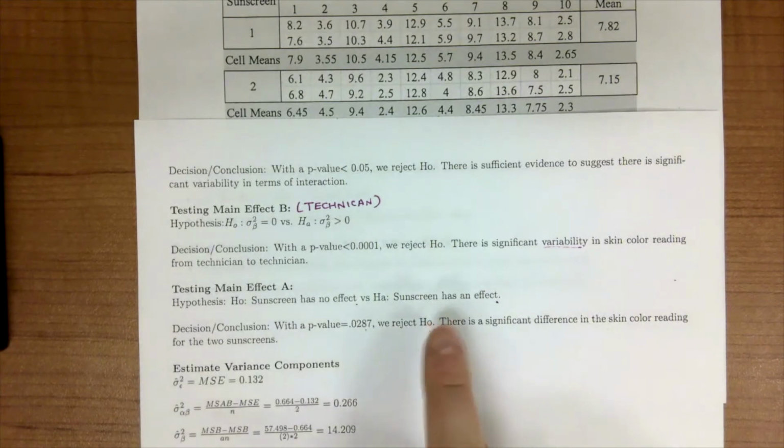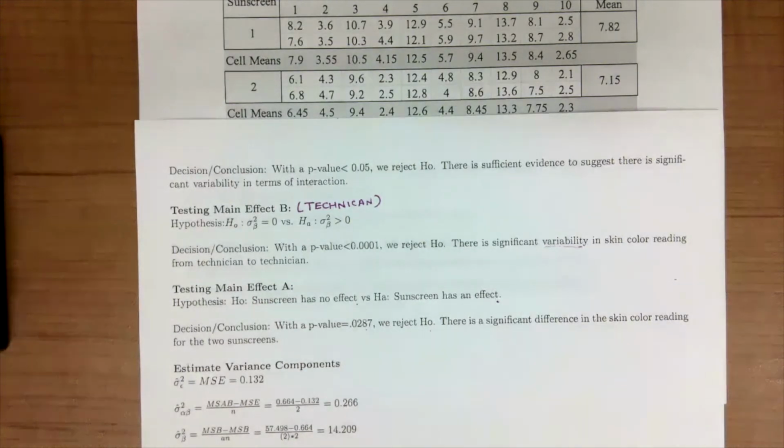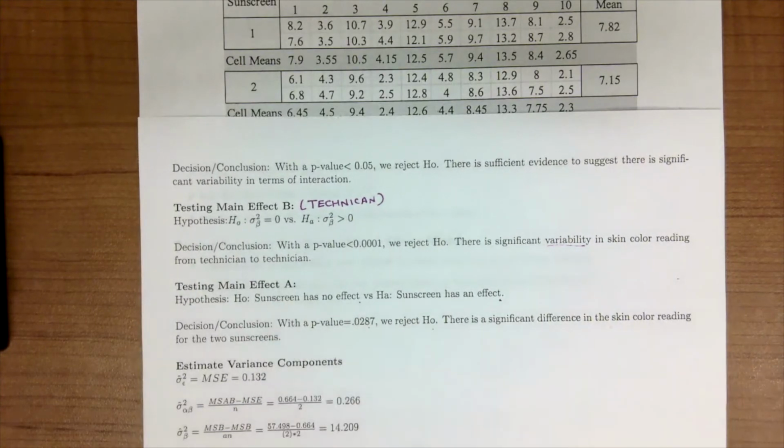Now note, from here at this point, with A being our fixed effect, we could go do a Tukey or a Fisher's analysis. But in this case, we only have 2 sunscreens, so it wouldn't make sense to do a Tukey's on only 2 sunscreens. But you can do it if you had more. That could be in a post-analysis for that.